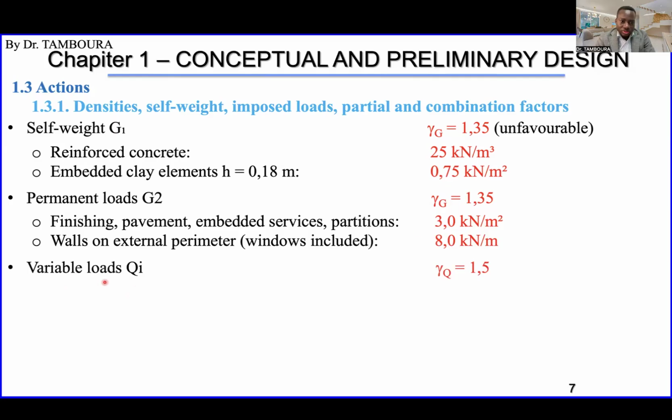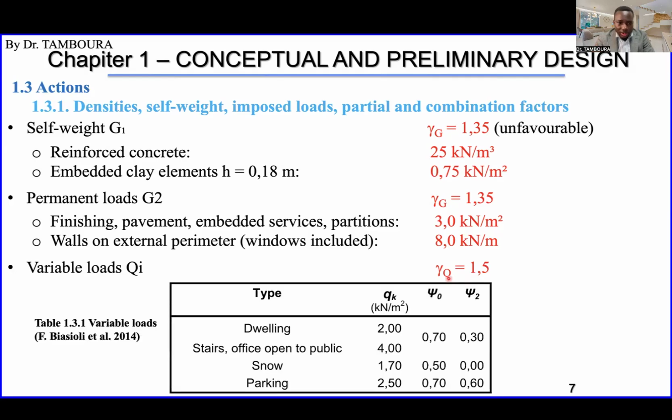Now, variable actions, variable loads, the loads that are not constant, depending on the period. We have first the partial factor, which is 1.5, suggested by Eurocode 2. But the values of the actions themselves are this kind of thing, this example.